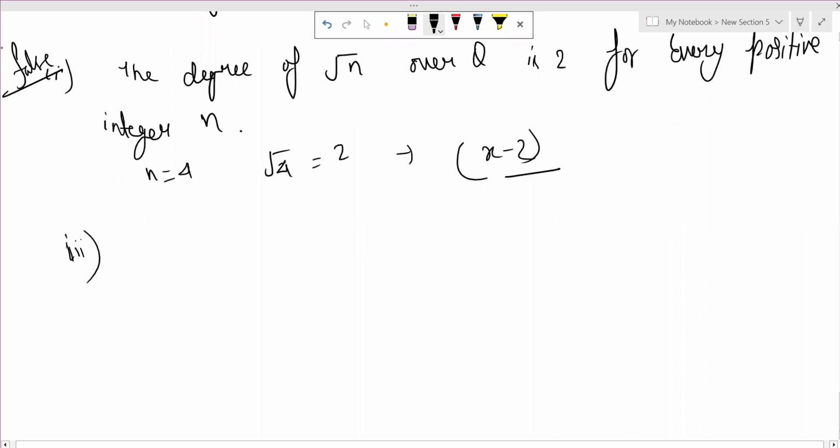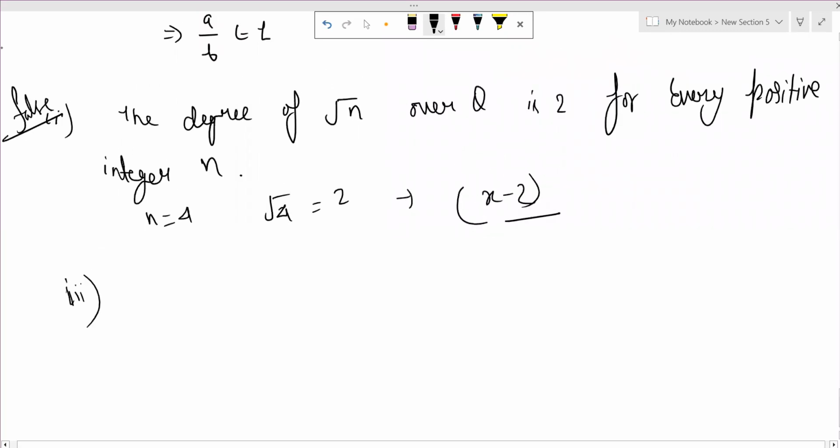Sir, I did not understand this x minus 2. Okay. So the degree of root n over Q is 2 for every positive integer n. What does this mean? What do you mean by the degree of root n over Q? Tell me. Sir, the roots are like 2 squared equals 4. What is the meaning of the degree of an element alpha belonging to K?